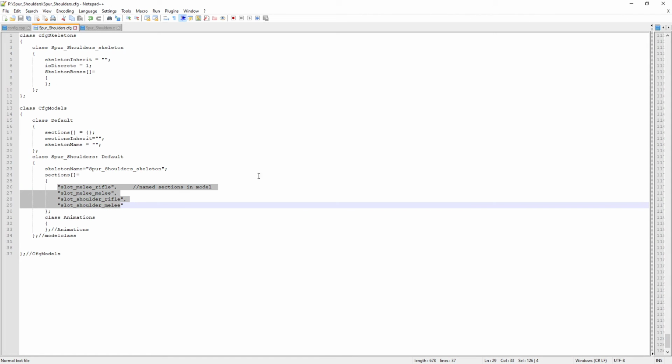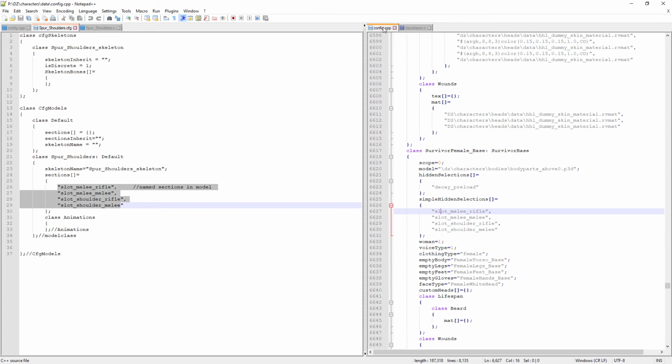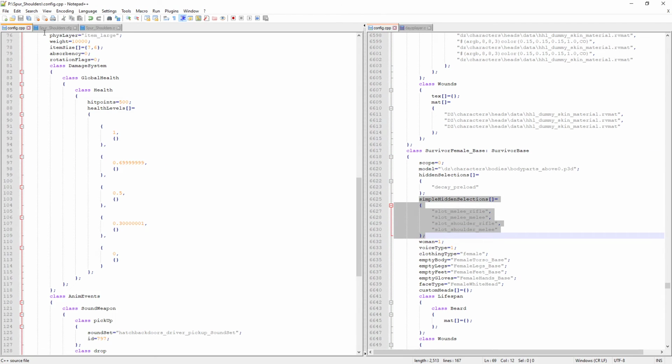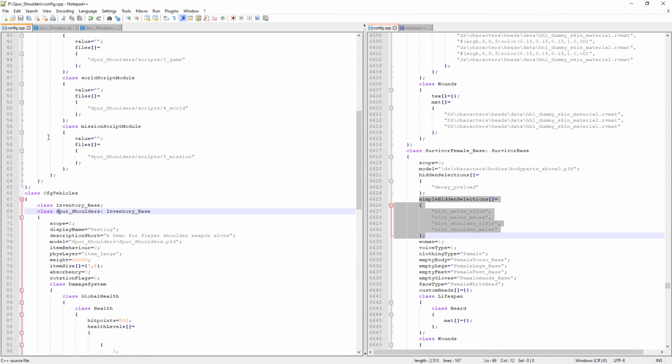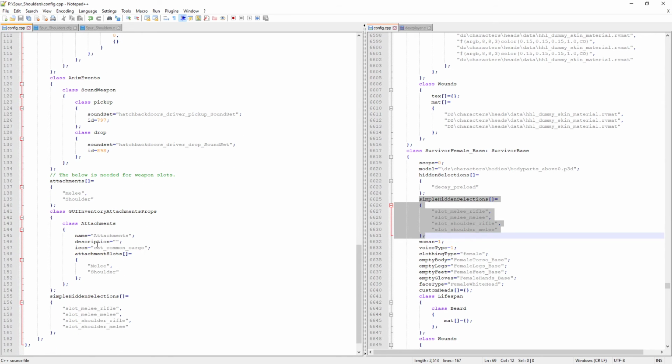I added in the name sections and then I started searching around and I found simple hidden selection with the same name in the player. So I've taken that and added it in to my config. It's the only difference in the config between any normal slot and these particular two proxy slots. You've got your normal attachments and your normal GUI. The only difference is you need this hidden selection, simple hidden selection, which is controlled by a script that I didn't know about yet in my working out.